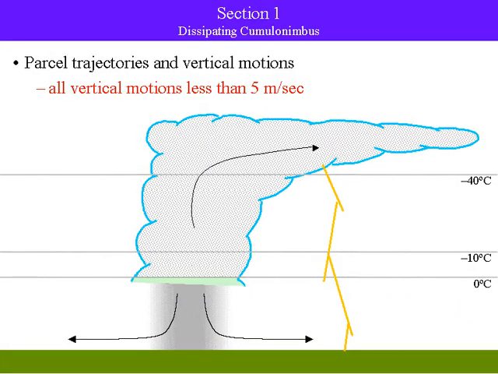This slide represents the dissipating stage of the cumulonimbus. The base of the cloud is beginning to erode away. Rain is beginning to fall out. All vertical motions are generally less than 5 meters per second at this stage.